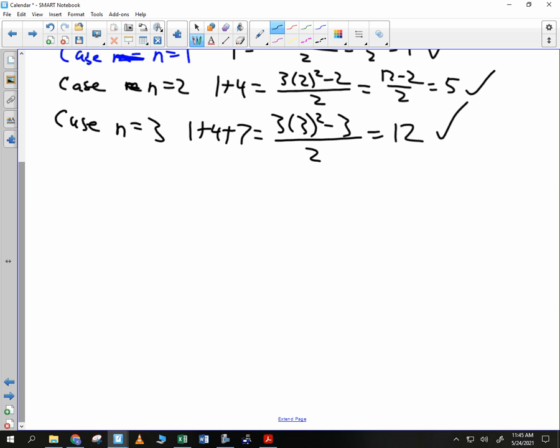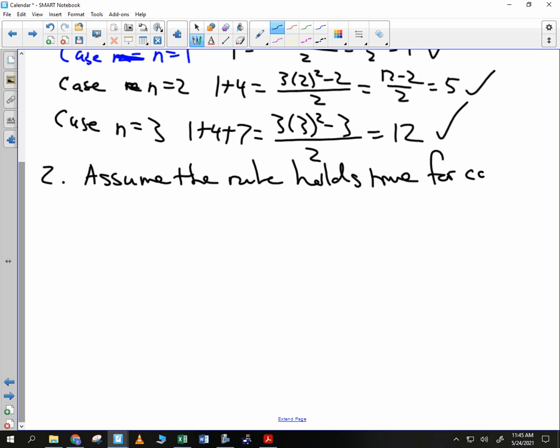So I can now step to 2, which is assume the rule holds true for case n is equal to k. And for those of you who are sitting down right now in my classroom, please make sure that your step 2 follows along with this.